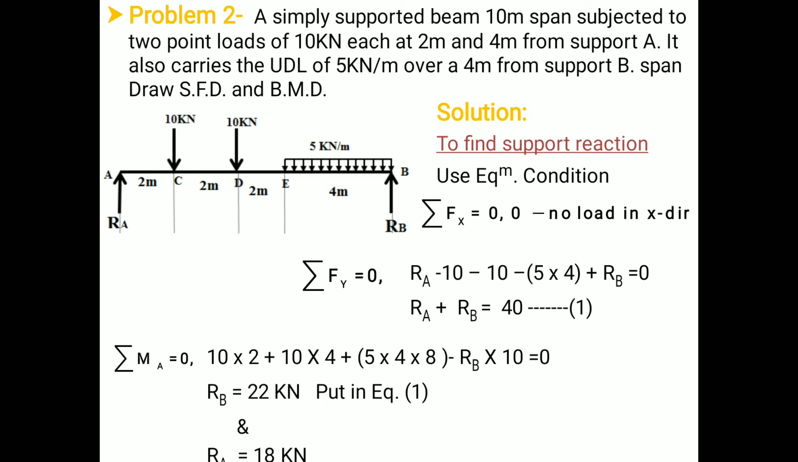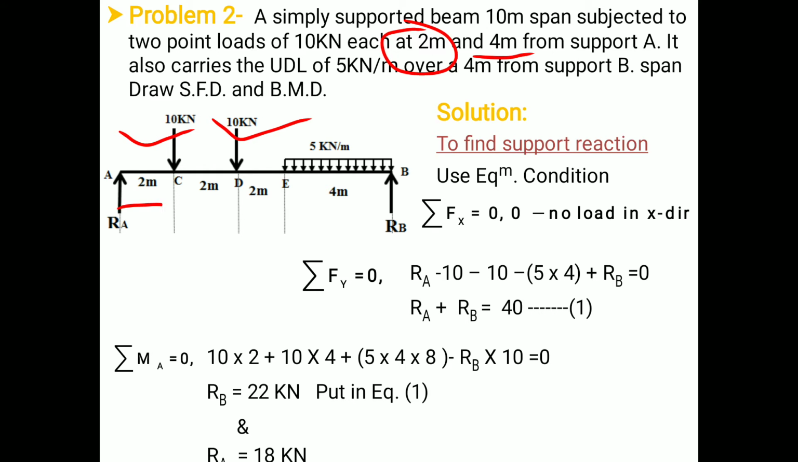Now, as given in the numerical, we have a simply supported beam which has a span of 10 meters. So this span is 10 meter, and it is subjected to 2 point loads of 10 kN each. So this is the first point load and this is the second point load, which are located at a distance of 2 meter and 4 meter from support A.